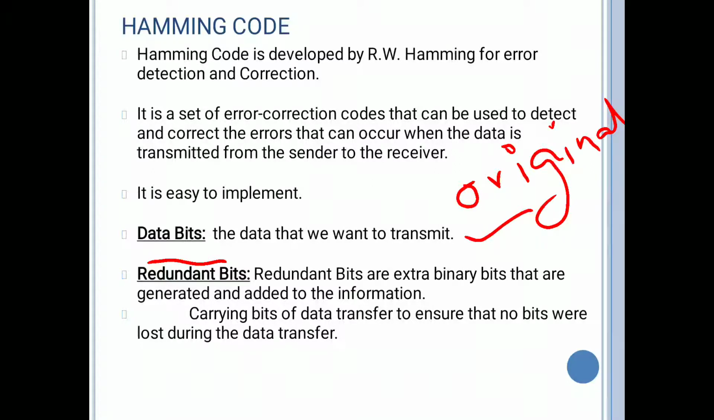So we have the original data, and for that original data we need to add some extra bits called redundant bits, carrying bits of data transfer, to ensure that no bits were lost during the data transmission. So by adding these redundant bits to the original data while transferring the data, we ensure that no bits were lost during the data transmission.